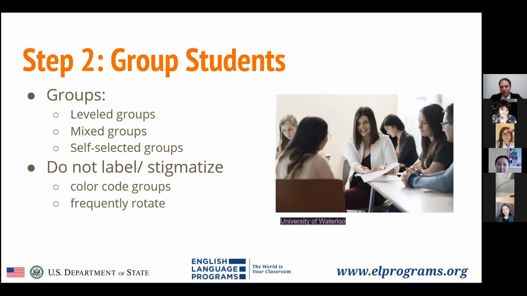What does it mean when you have leveled groups? What do you think? By level. Leveled groups.